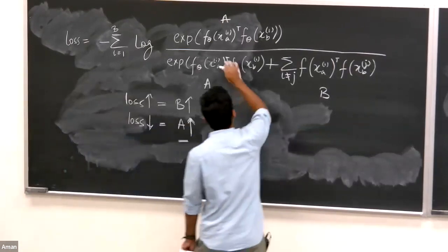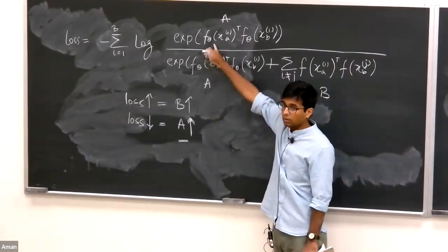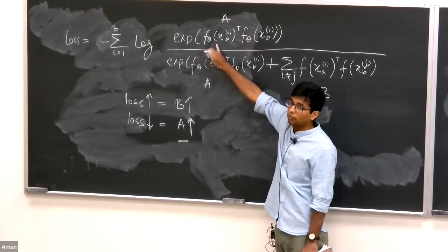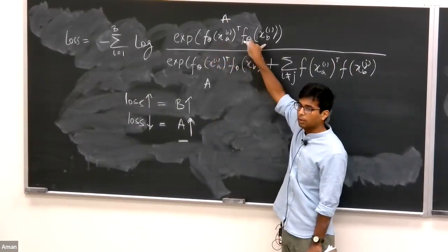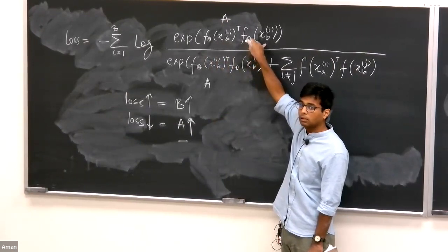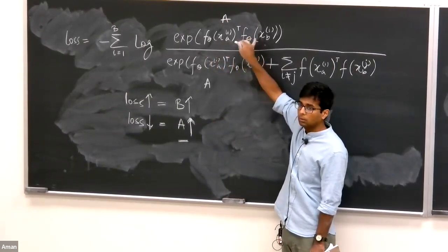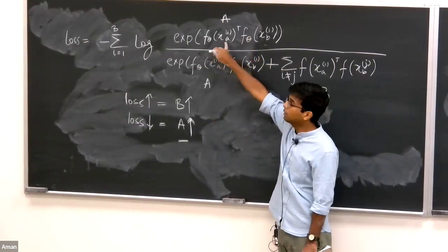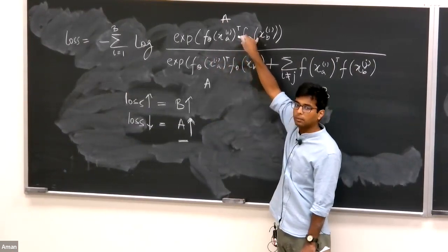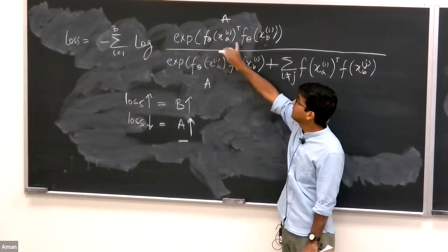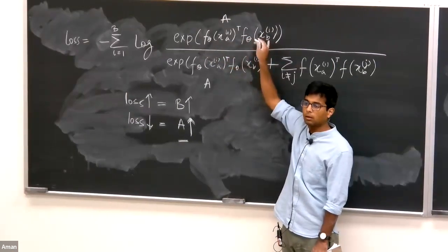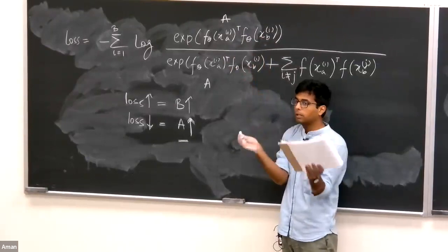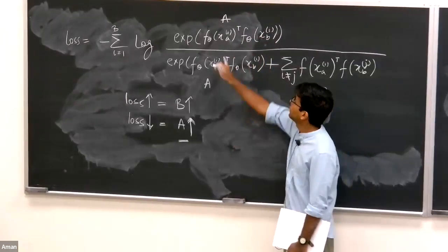And then let's look at what A is. A is just an inner product between the representation of the first augmentation of a data point and the second augmentation of the data point. If these two are close together, this inner product would be higher. That makes sense, because if these two are the same vector, for example, this would be the highest possible, because it's just an inner product between the two representations.